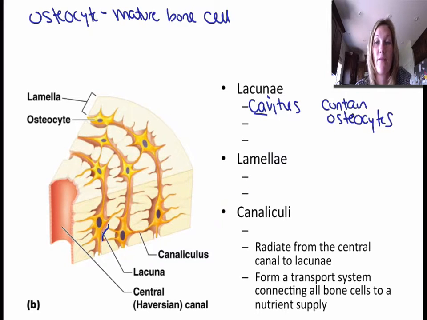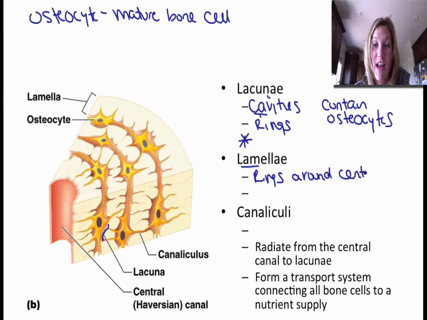So basically, the lacunae is a cavity. Lacunae are arranged in concentric rings. So I'm just going to put rings. I don't think there's anything else I have to tell you about the lacunae. So let's move on to the lamellae. Okay, the lamellae are going to be made up of rings that surround the central canal.